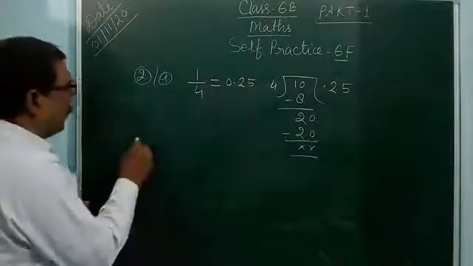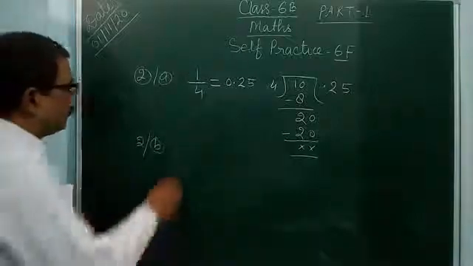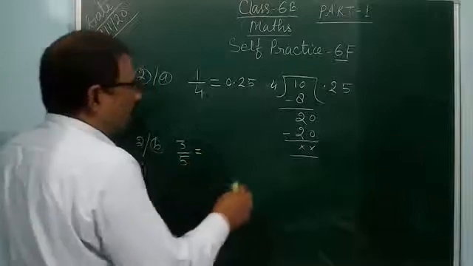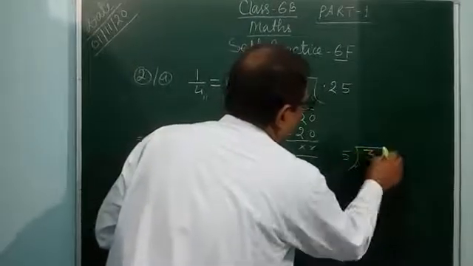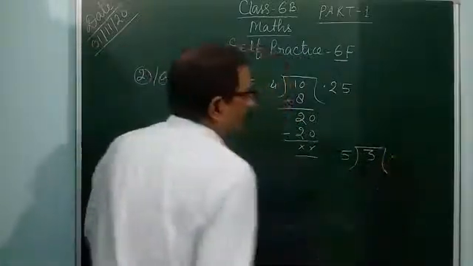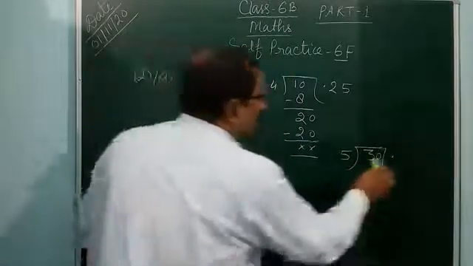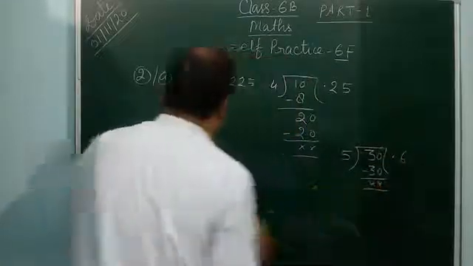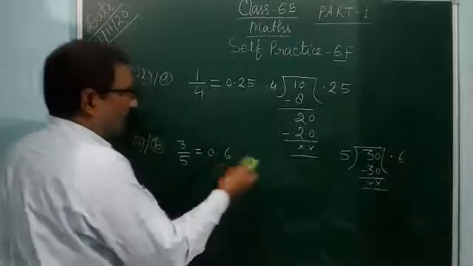B, second B. You can see second B 3 by 5. 3 by 5 means you divide 3 by 5. 3 is less, 5 is more, so you put decimal here. After that you can write 0 here, you can increase 1 0 here. 5 6s are 30. 0.6. So if you are converting 3 by 5 into decimal, it will come 0.6.